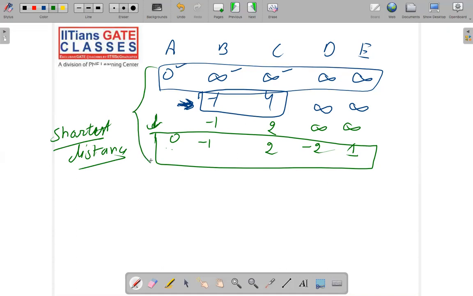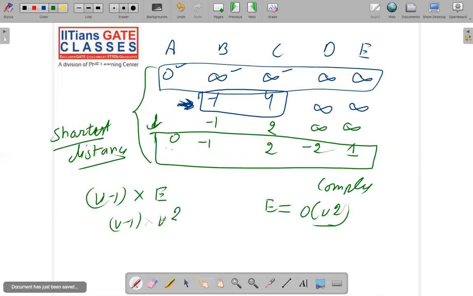They won't give you a very large graph because for each iteration you have to consider all the edges, and that is costly. So we are doing v minus 1 iterations, and for each iteration we are considering all the edges, which is e. And in the worst case, a complete graph, we know that e is order of v square, so it's basically v minus 1 into v square, which is order of v cube.